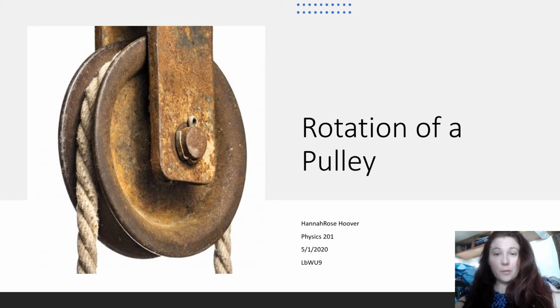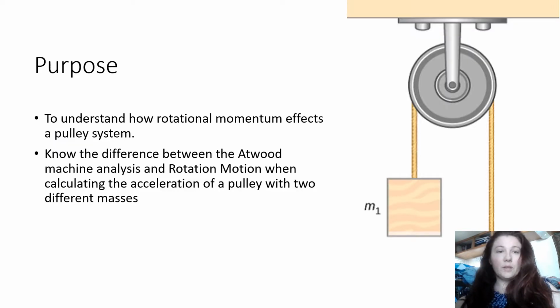Lab write-up number 9, I'm doing the rotation of a pulley. Okay, so first off, the purpose of this lab is to understand how rotational momentum affects a pulley system, and to know the difference between the Atwood machine analysis and rotational motion when calculating the acceleration of a pulley with two different masses.